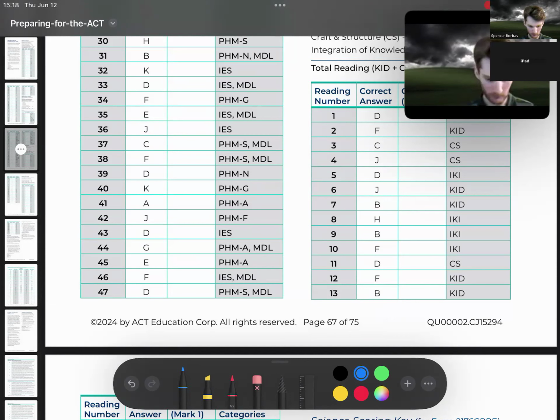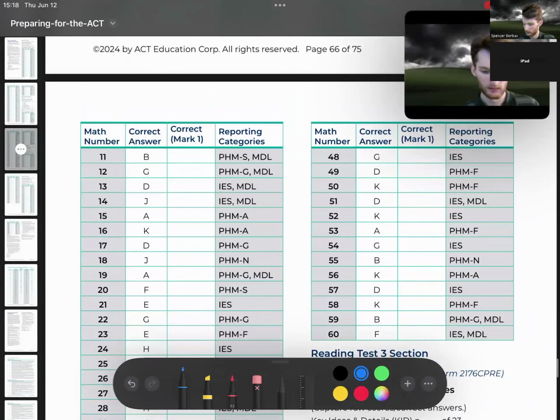47, I guessed wrong. 48, G, 49, D, 50, K, 51, D, 52. I put the wrong one for 52. 53, I also put the wrong 53, 54, 55, 56. I put the wrong one for 56. 57, D, 58, K, 59, B, 60. I guessed on 59 and was right, but I got the wrong one for 60.